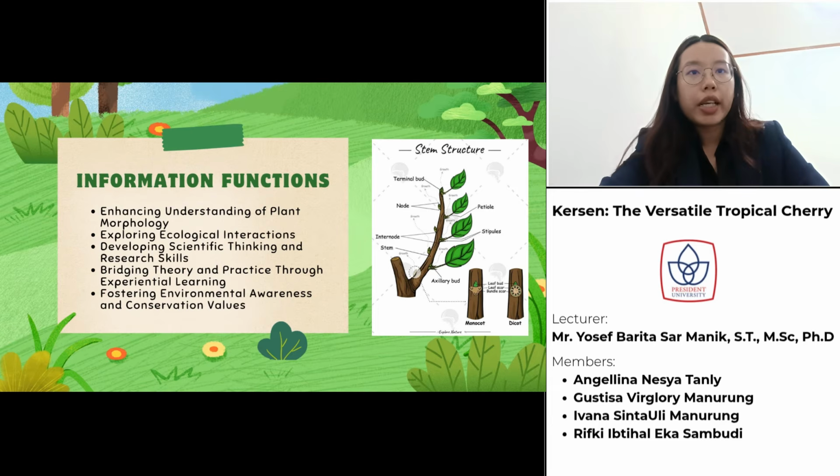And finally, the Carson tree has educational value too, which helps us in many ways. The first one, for example, is that it helps us to understand plant morphology, like how the parts of the plant are structured. The second one teaches us about ecological interactions, like how plants and animals depend on each other. The next one, it also supports the development of scientific thinking and research skills, especially for us students who observe it directly. Lastly and most importantly, it helps us to become more aware of the environment and why conservation is really important.